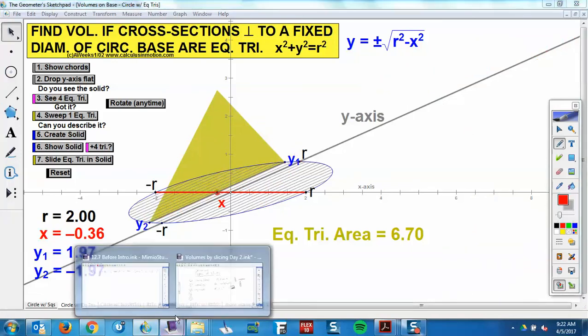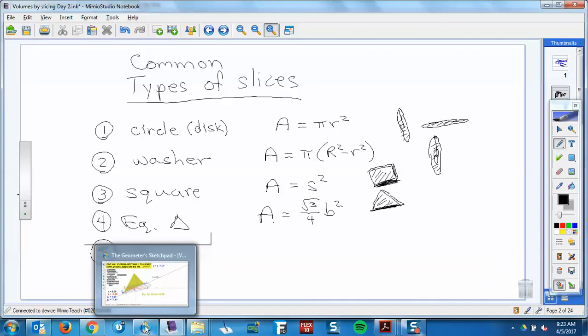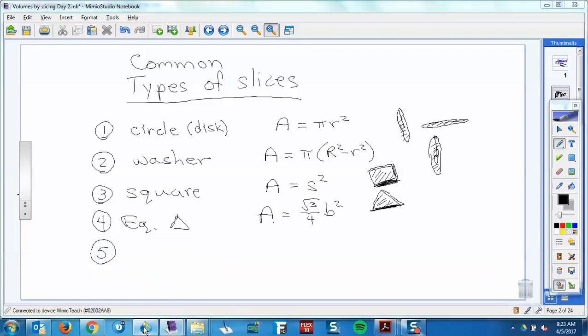So back to our notes. Another type of slice is an equilateral triangle. The area of an equilateral triangle is root 3 over 4 B squared. And there's your strip right there, which is your base. Okay, and the last one, we can have other kinds of strips. We can have all kinds of slices. These are the slices I'm going to want you to be responsible for.